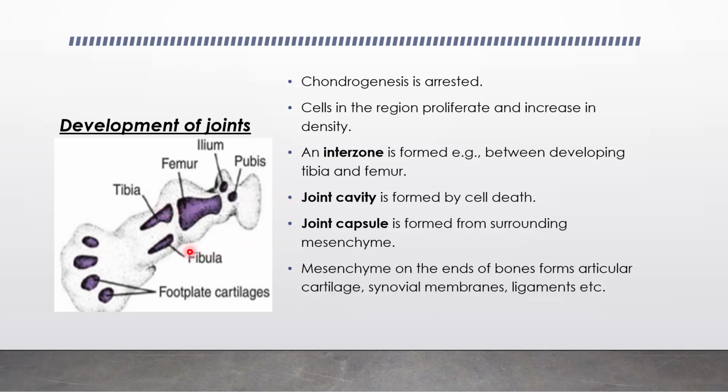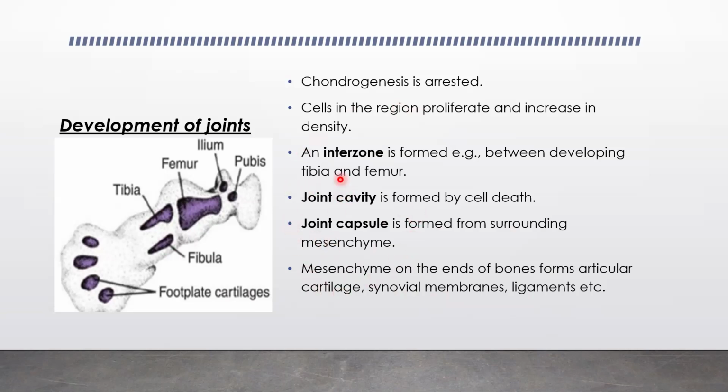And through that, how will you develop a joint cavity? A joint cavity will happen by the cells in the interzone undergoing apoptosis, cell death. Then the joint capsule surrounding the joint cavity is formed from the surrounding mesenchyme. Then the mesenchyme on the ends of the bones forms the articular cartilage. Remember, the mesenchyme on the ends of the bone is hyaline cartilage. That's the reason why it will form articular cartilage, synovial membranes, and ligaments of the joints. It is very important that we appreciate how the various joints are formed.